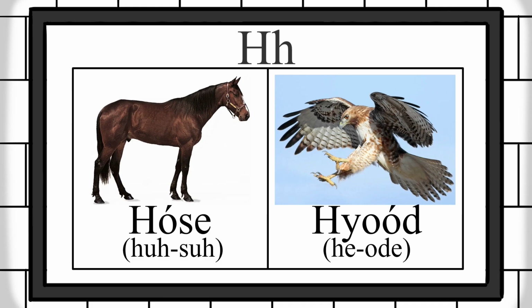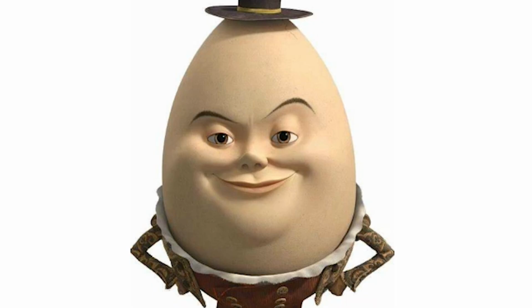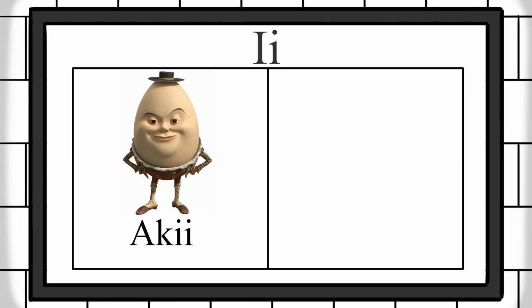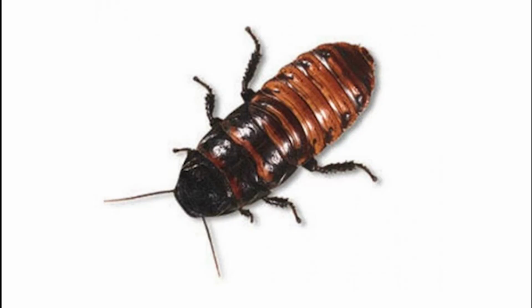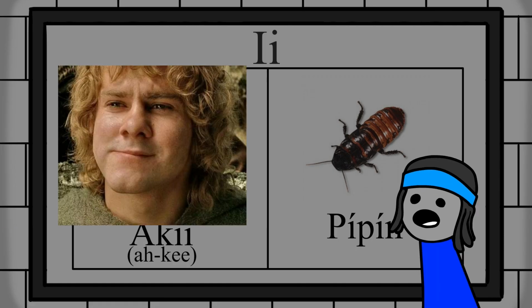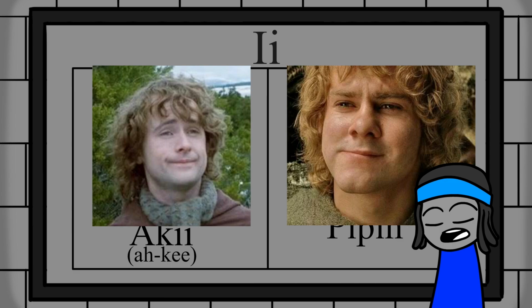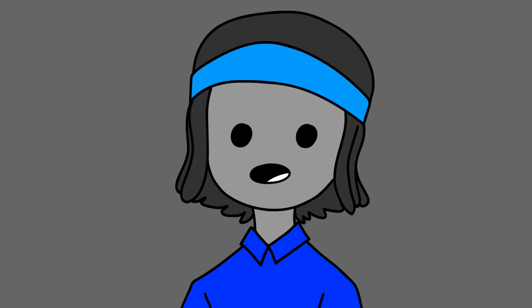Hyod. And now we've approached I, the first example for it being egg, which is pronounced aki. Aki. The next example is a cockroach, which is pronounced Pippin. You know, the same way Merry pronounces Pippin's name in Lord of the Rings. And it's quite fitting too, because both are nuisances. You might have noticed how a lot of these examples don't have the focus letter as the starting point of the word.